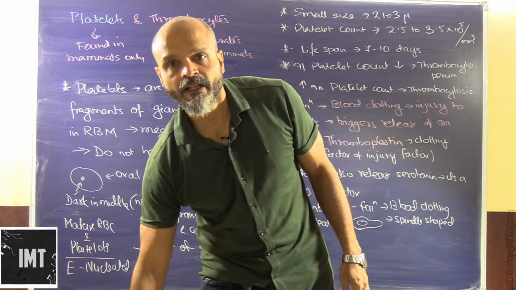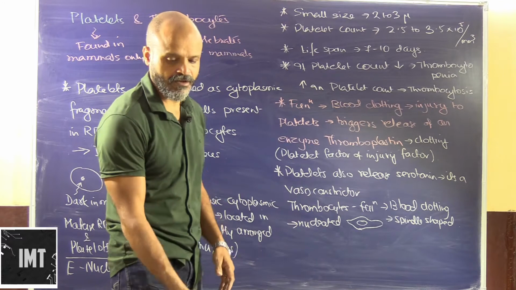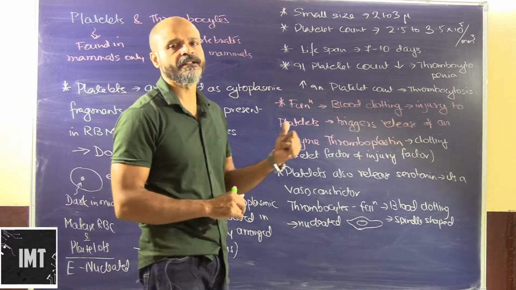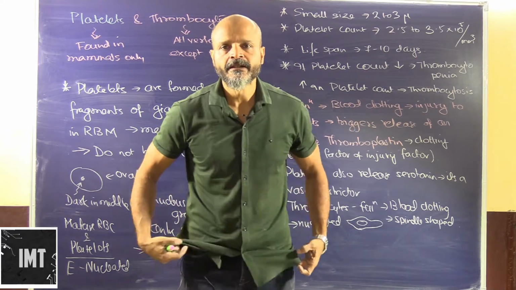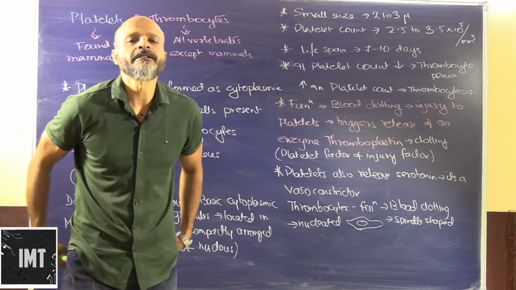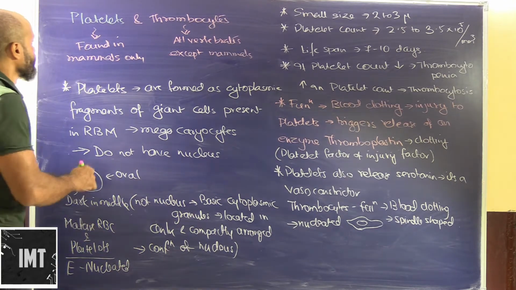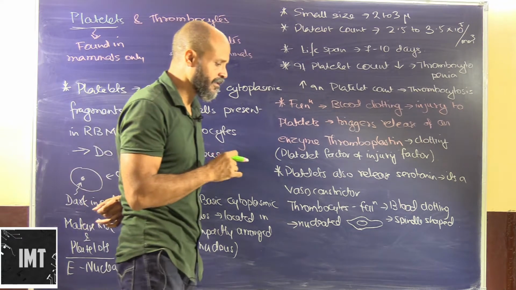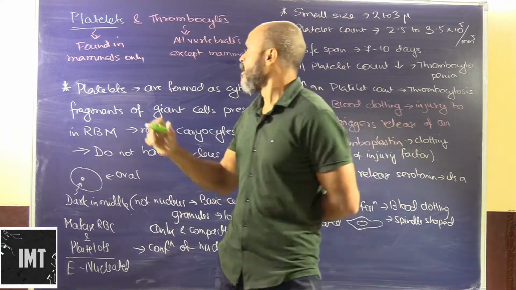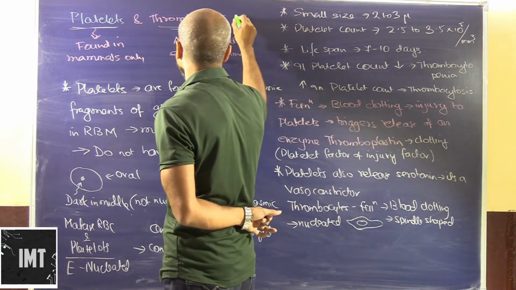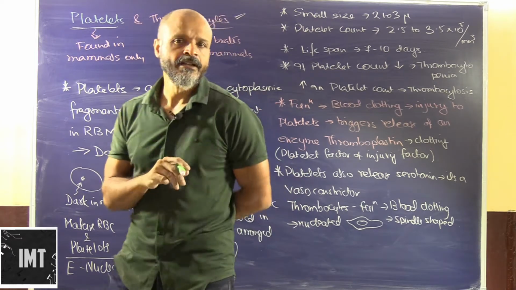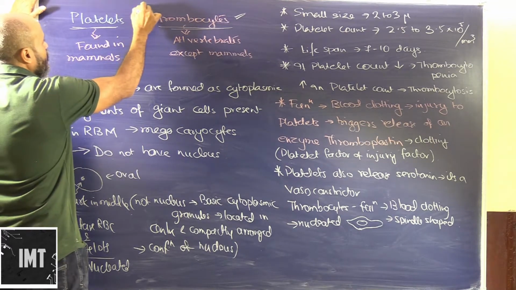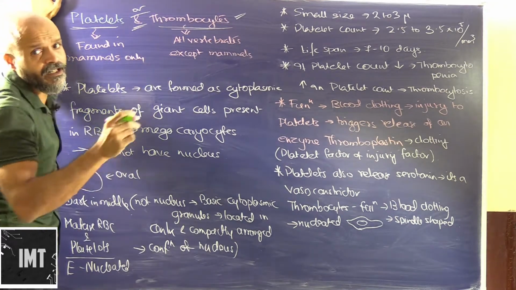Alright people, we have discussed RBCs in detail, and we have discussed leukocytes in detail. Now we are going to discuss the third thing, which is platelets. In many books and chapters, platelets and thrombocytes are written as one only, as "platelets or thrombocytes" instead of "and". There's a little bit of difference.